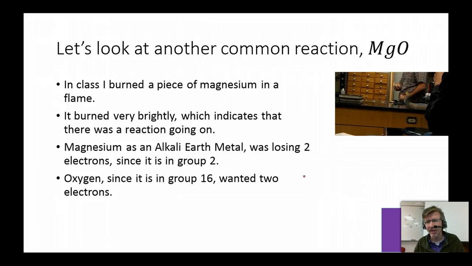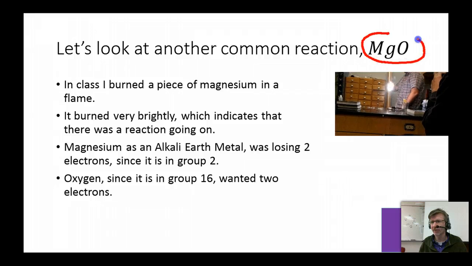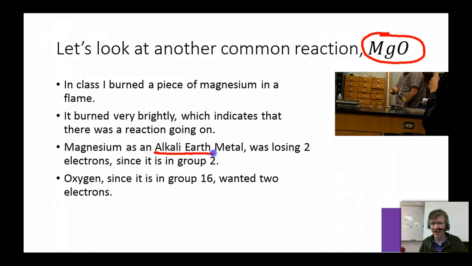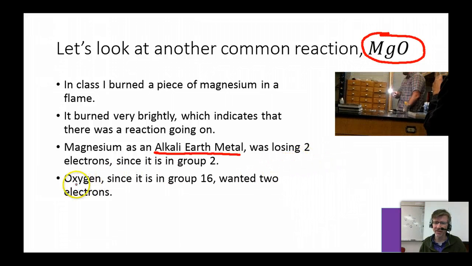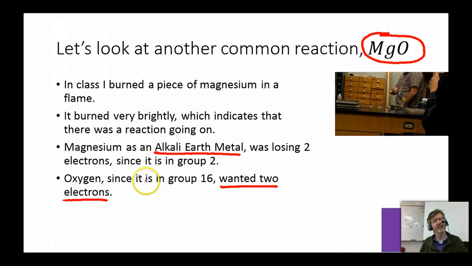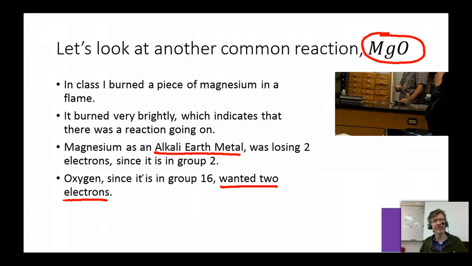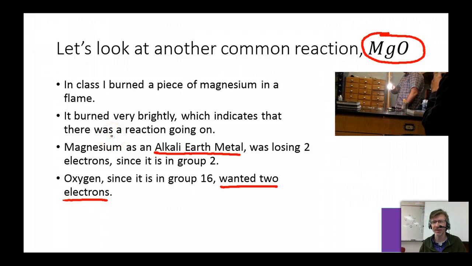What was going on is we were creating something called magnesium oxide, MgO. And that means that magnesium, since it's an alkali earth metal, was losing 2 electrons. So magnesium was losing 2 electrons, but oxygen in group 16 wants 2 electrons. So this is a great combination, because magnesium loses those 2, oxygen wants those 2.